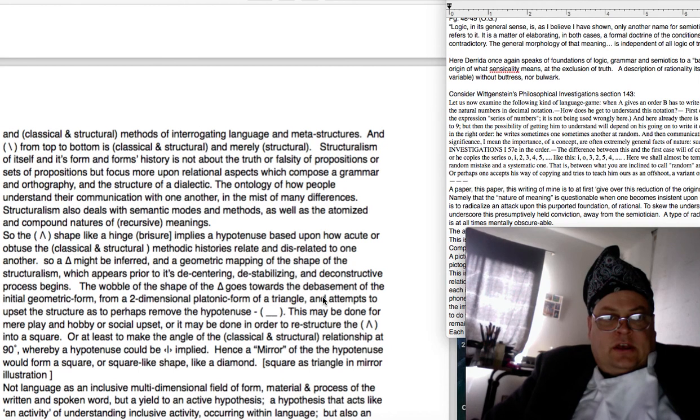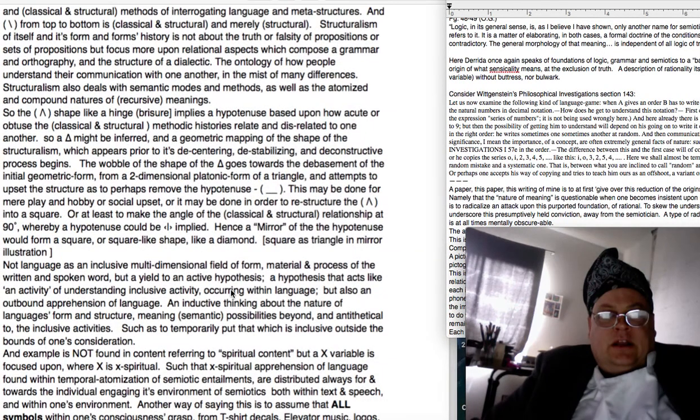Structuralism of itself, in its form and form's history, is not about the truth or falsity of propositions or sets of propositions, but focuses more upon relational aspects which compose a grammar and orthography, and the structure of a dialectic, the ontology of how people understand their communication with one another in the midst of many differences. Structuralism also deals with semantic modes and methods, as well as the atomized and compound natures of recursive meanings.